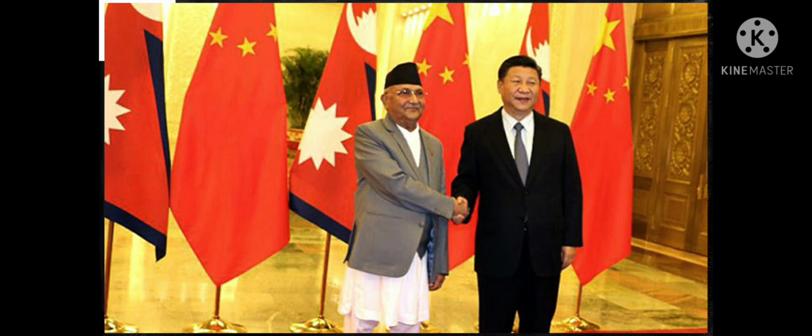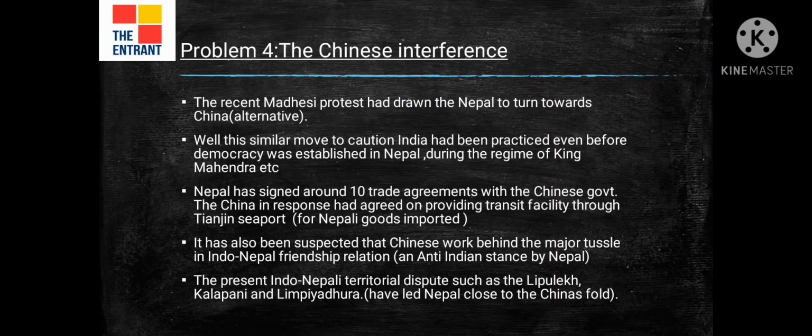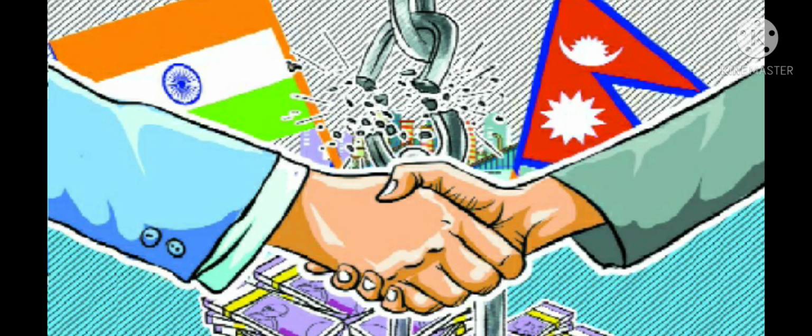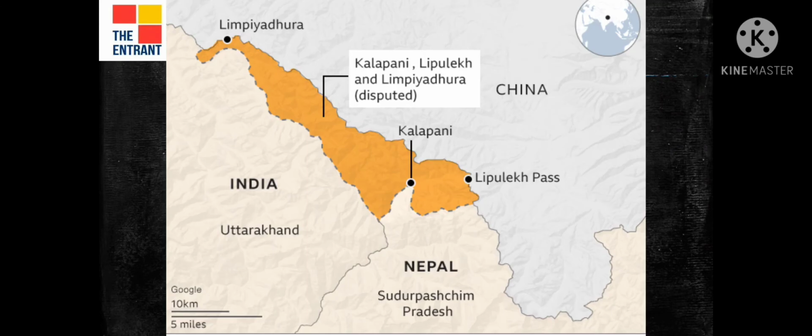It has also been suspected that the Chinese work behind the major tussle in Indo-Nepal friendship relations. So in recent days, Nepal has been taking a lot of anti-India stance, and many people have been accusing China's work behind the huge problem between the Indo-Nepali relations. The last one is the present Indo-Nepali territorial dispute, such as the Lipu Lake, Kalapani, and Limpiyadhura. So these were the factors that have led Nepal close to China's fold.